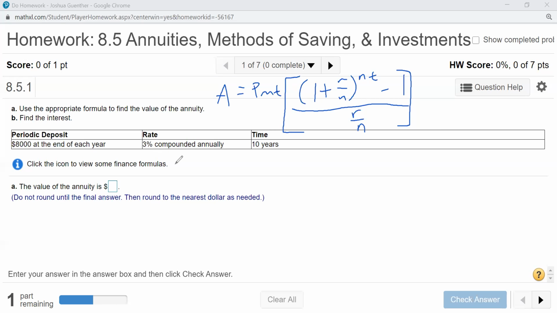So here, we want to know how much money will be in an account if I'm putting $8,000 away each year. Don't worry about the end of each year versus the beginning of each year. We don't make that distinction in this class. So I'm putting $8,000 a year away for 10 years at 3% interest compounded annually.